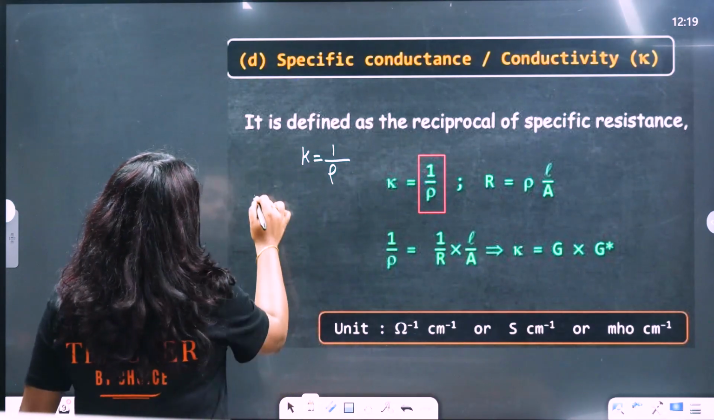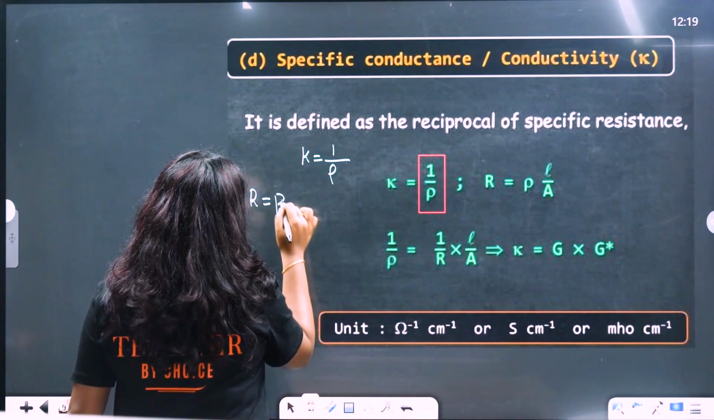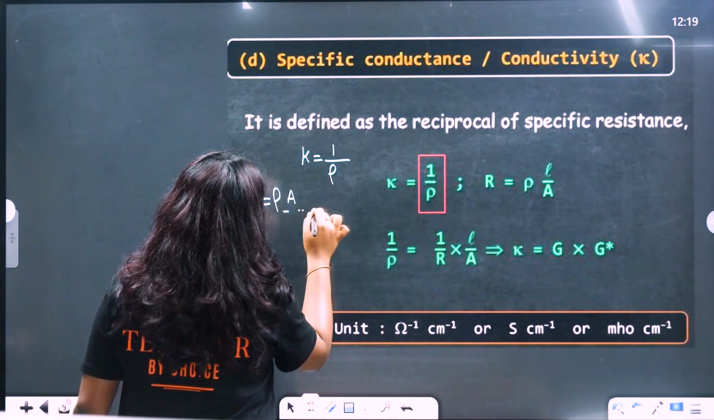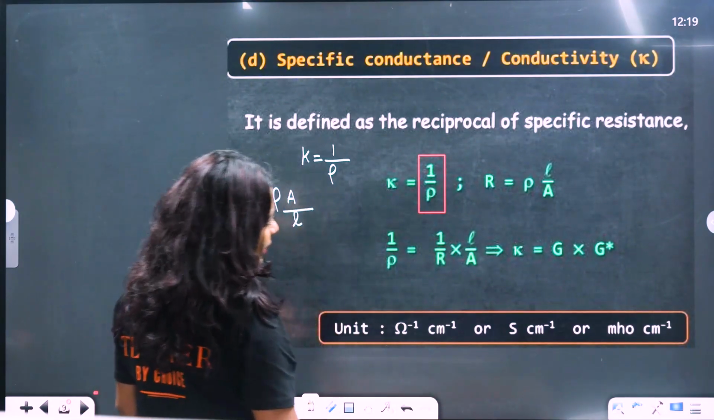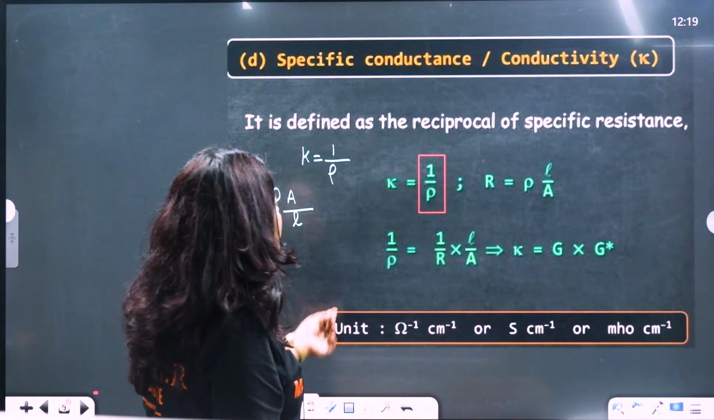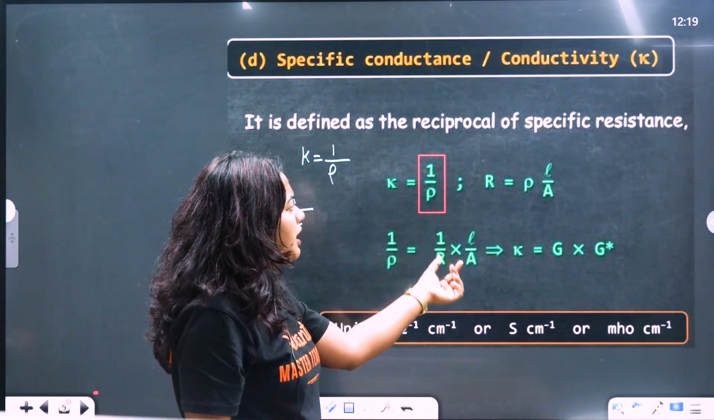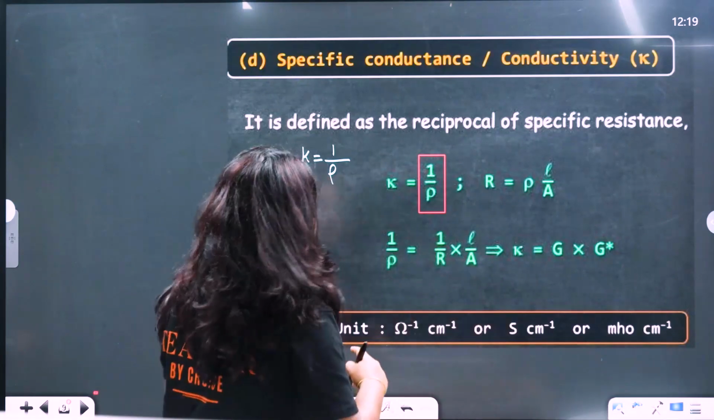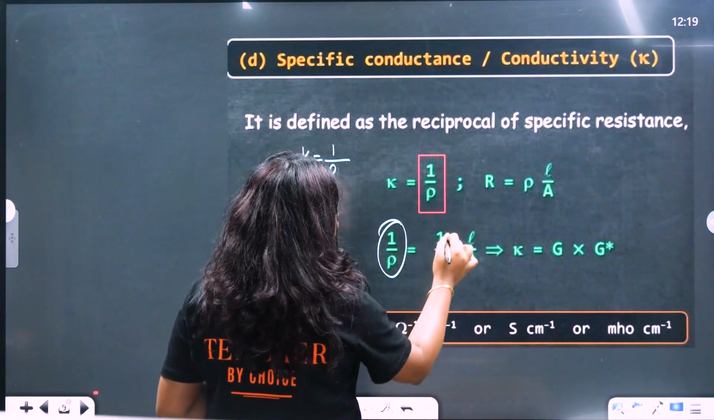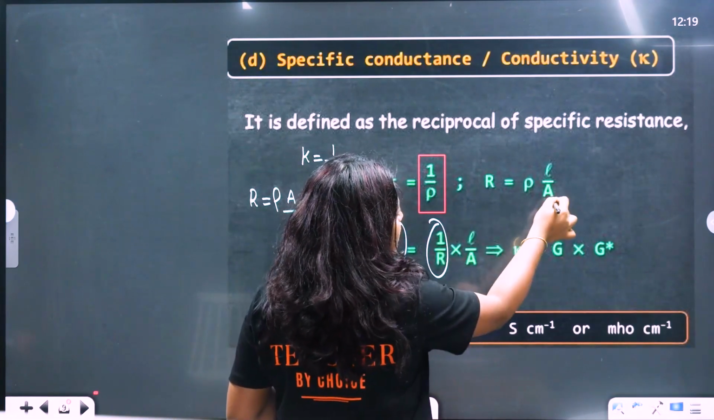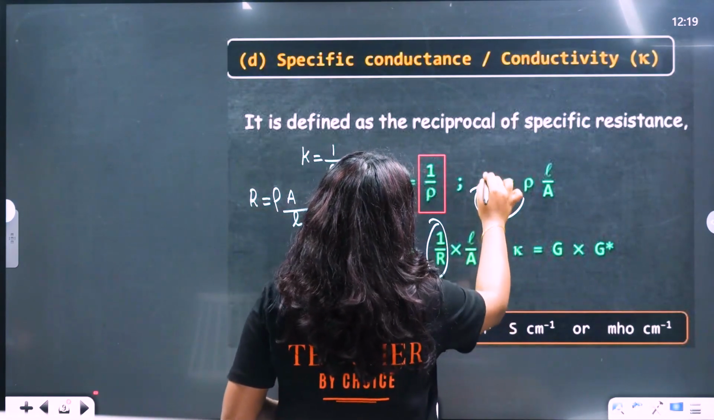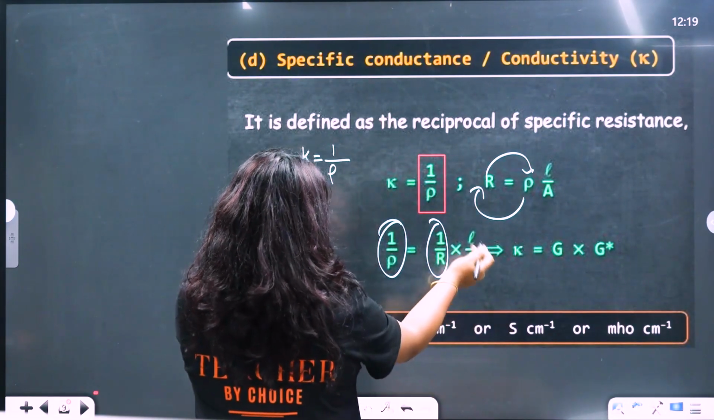Now we already know that resistance R is equal to resistivity into area of the cross section divided by the length. Am I correct? So here we are taking 1 by rho, so 1 by R into L by A, they have just inverted it. See, 1 by rho is equal to, I'm taking it as 1 by R, and this will go like this. So this will be L by A itself.